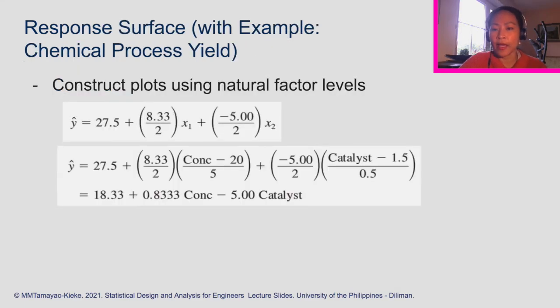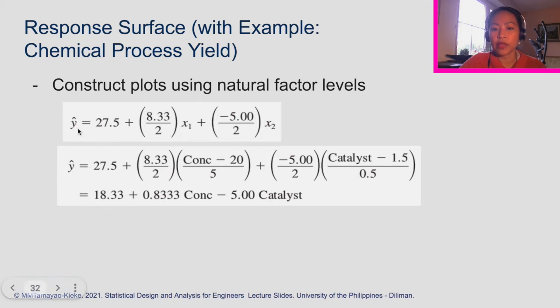To construct plots using the natural factor levels, we have to go back to the expression for x1 in terms of the natural values, the values of the factors. So we remember that x1 is equal to concentration minus 20 over 5, x2 is equal to catalyst minus 1.5 over 0.5. And remember that your x1 and x2 are coded variables from -1 to +1.